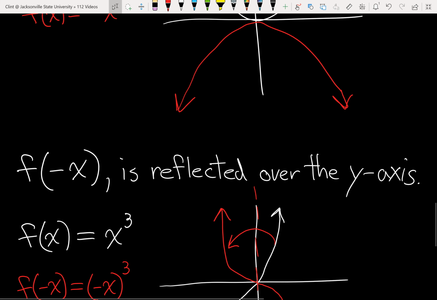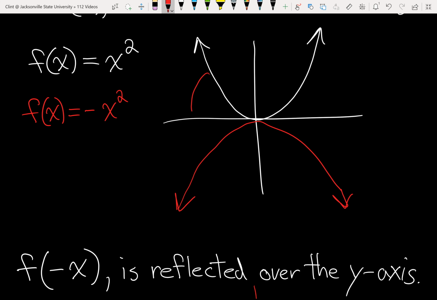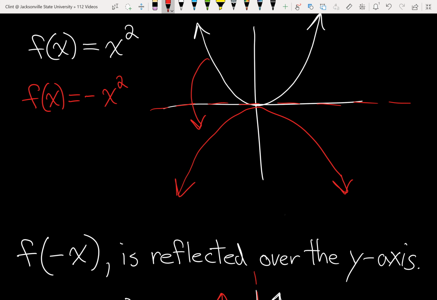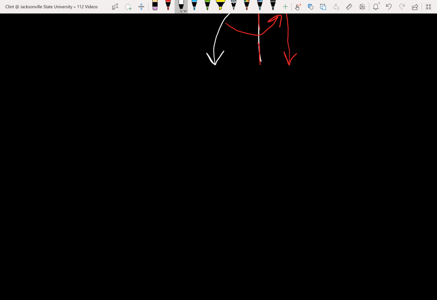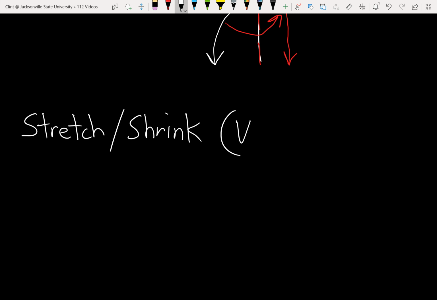On this last one, top went to bottom, and we reflected over the x-axis. All right, and then one more type of transformation here, and that's when we have a stretch or a shrink. And here we're talking about in the vertical direction, so up and down.